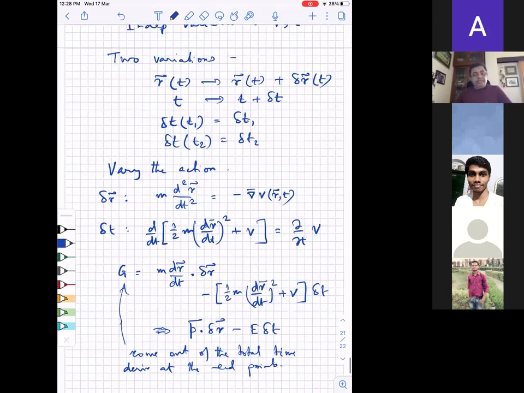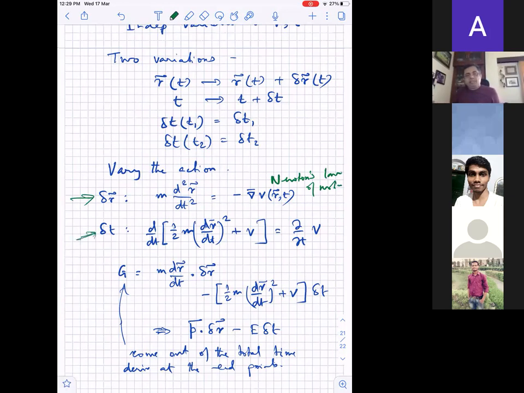Now if you look at these three equations, the first equation is just Newton's laws of motion. The second equation that came from this delta T: if I put my V to be static, so it doesn't depend on T, then this del T of V will become 0. Then the left-hand side, d/dt of half m (dr/dt) squared plus V, is equal to 0. So this basically tells you the conservation of energy for a static potential. And the third one, what is G?